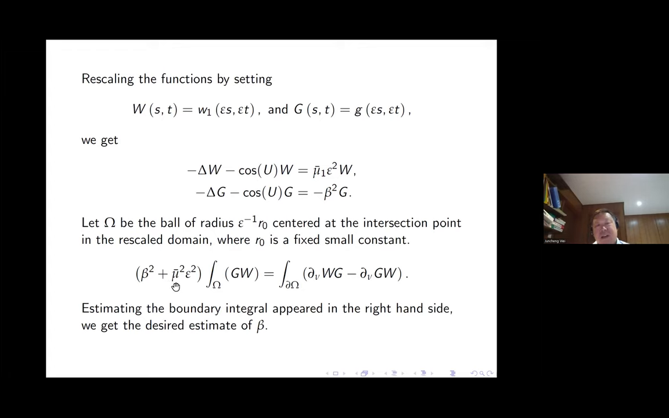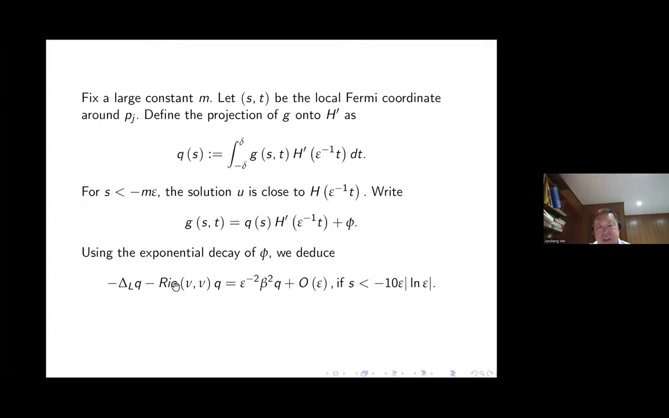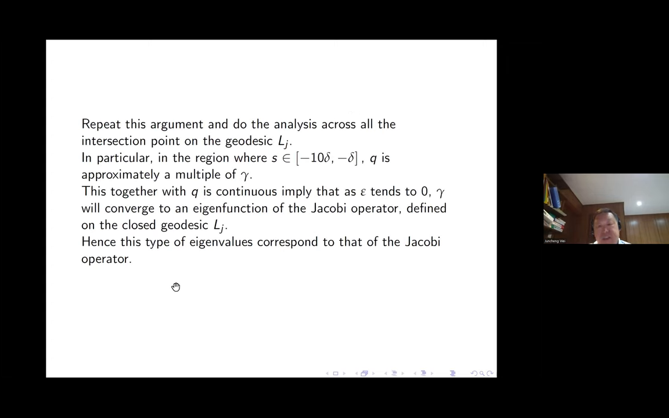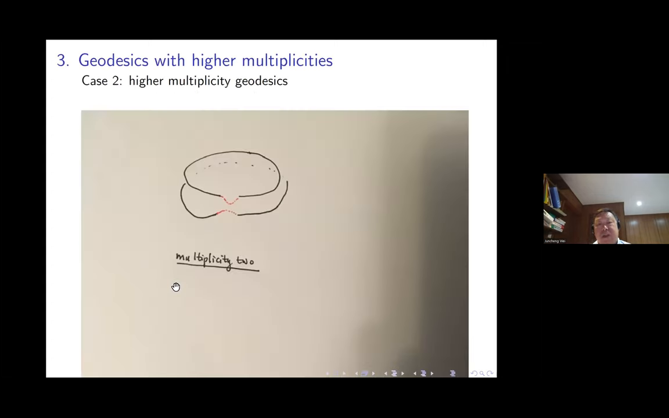So this is a nontrivial computation. Okay, and this is the part for the geodesic net.